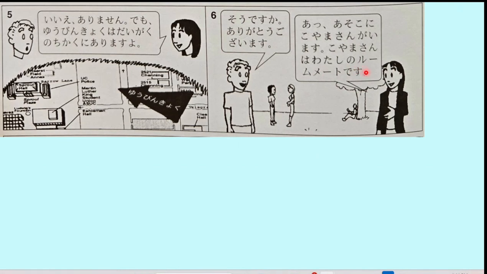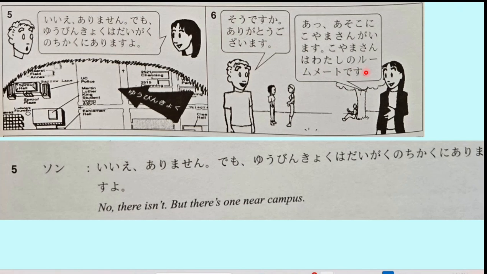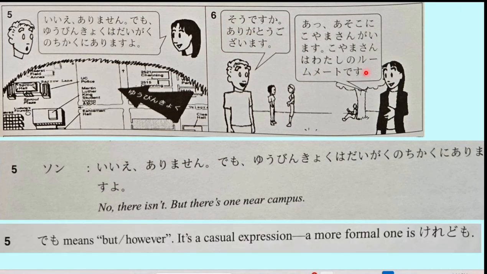She is my roommate. So Son-san says, Ie arimasen. No, there isn't. Demo yubin kyoku wa daigaku no chikaku ni arimasu yo. But there is one near the campus or near the university campus. Demo means but or however. It's a casual expression. A more formal one is keredomo. Keredomo is a more formal version. So demo can be used in informal communication for but or however. So this is a conjunction.